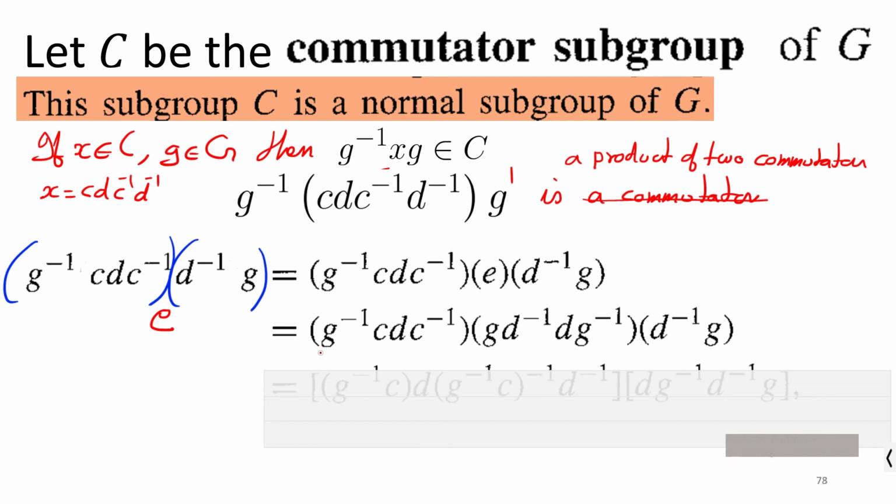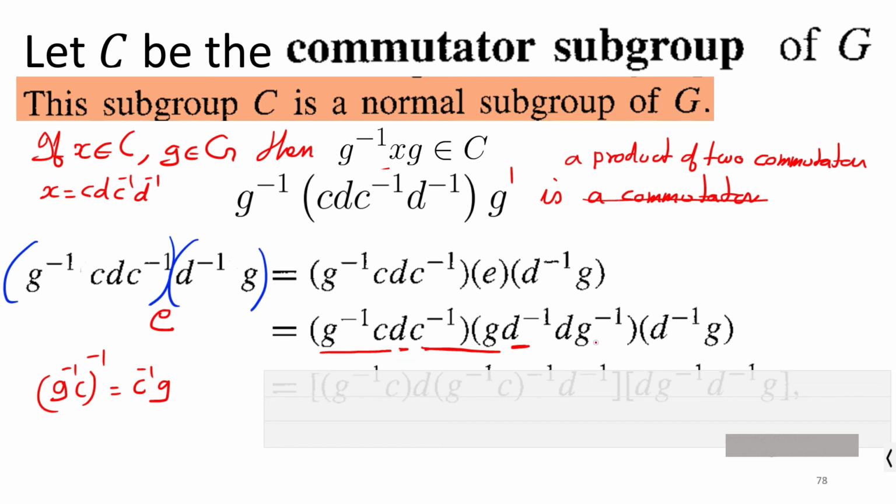Now in the next step, we find two commutators. The first commutator is formed by g inverse c and d. That is g inverse c d. Then you have the inverse of g inverse c, that is c inverse g, and d inverse. The second commutator is formed by d and g inverse.